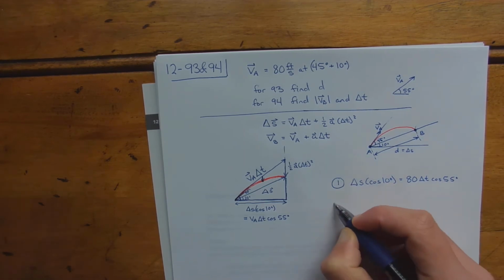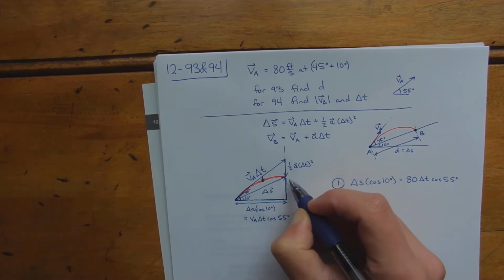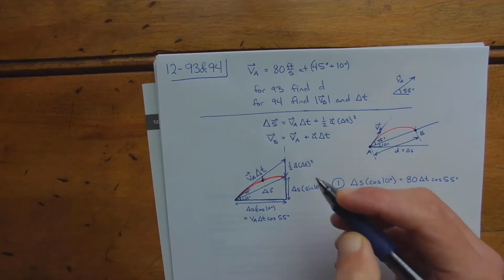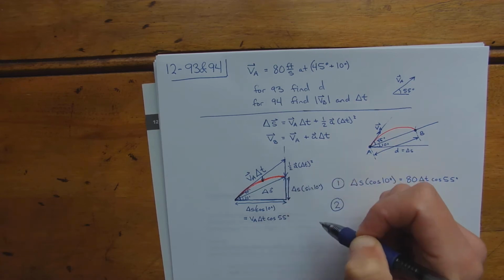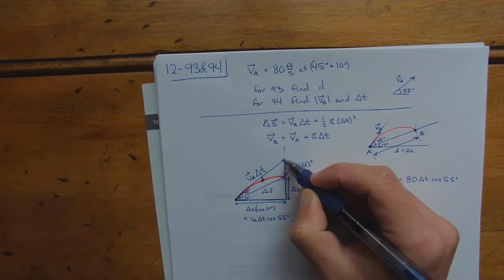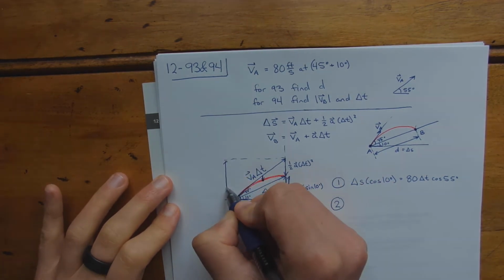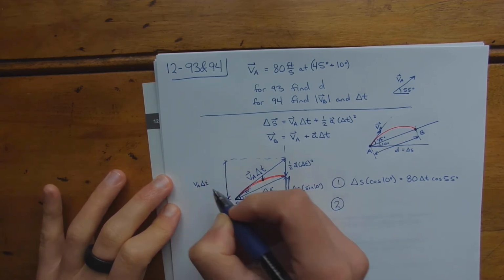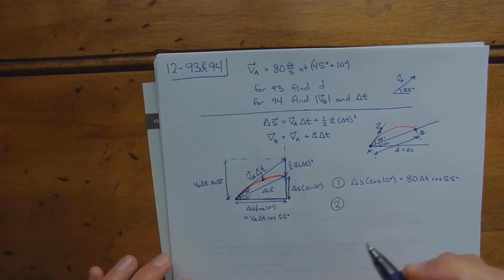I can get another equation by looking at the vertical side. So from here to here is delta S times sine of 10 degrees. And if I take this and add to it this piece here, which is 1/2 the acceleration times delta t squared, that gives me the whole length from here to here. I'm going to draw it over here because I'm running out of room. But that would be the hypotenuse of VA times delta t times sine of 55 degrees. So that's the whole distance from here to here.